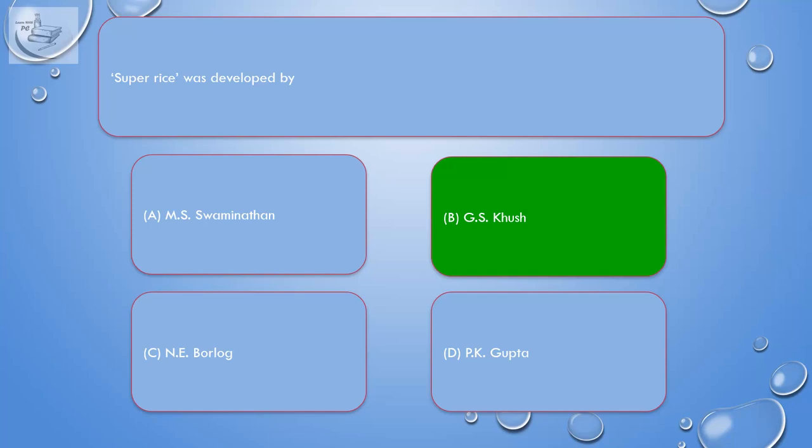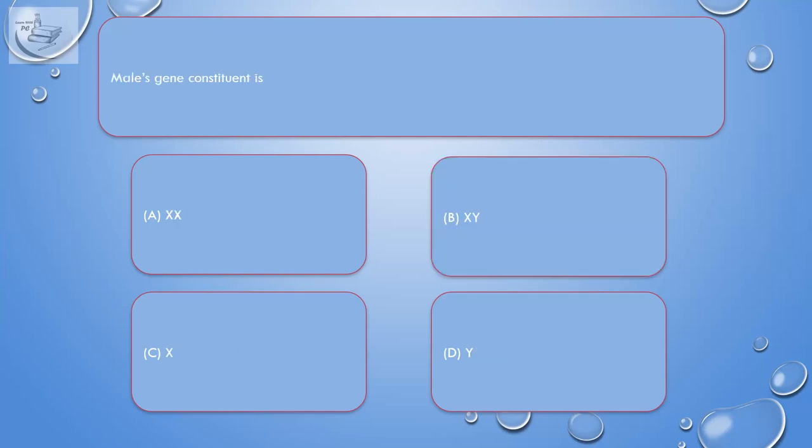Question: Male's gene constituent is A. XX. B. XY. C. X. D. Y. Correct answer is B. XY.